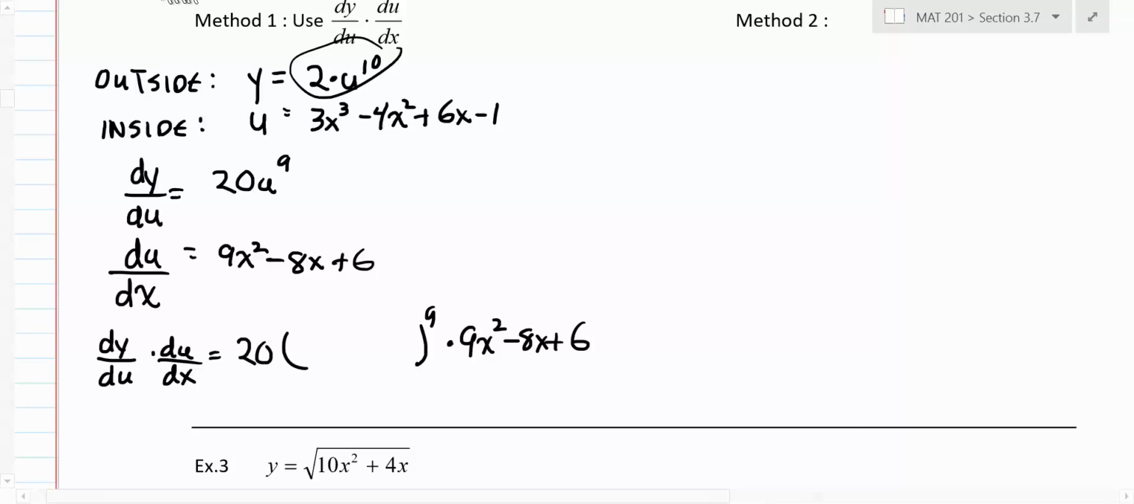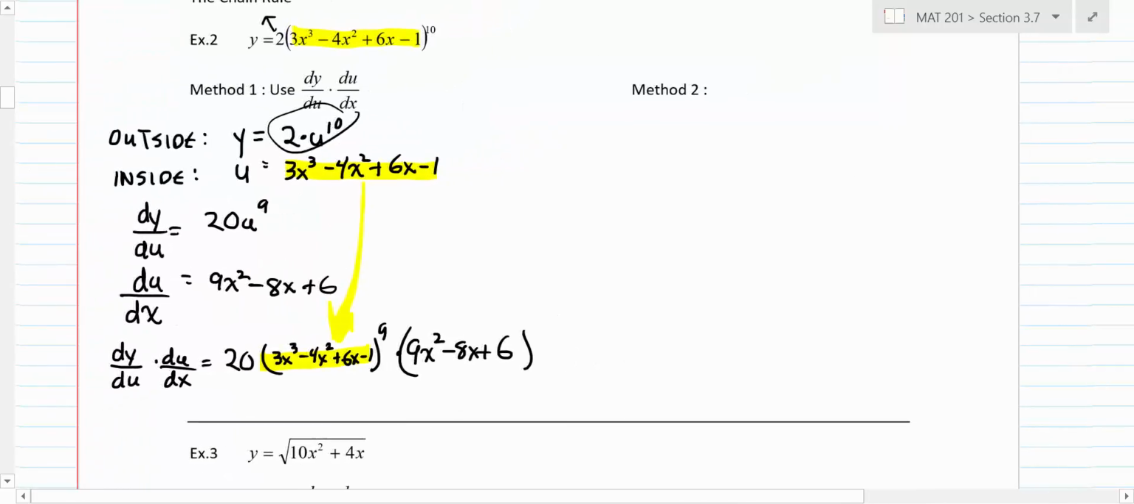The reason I'm leaving that u blank is because I got to plug back in to my final answer like that. You don't want your answer to have a u in it. You want it to have x's. We want it to be a function in terms of x. So what you would have here is 3x to the 3rd minus 4x squared plus 6x minus 1. That's your derivative. I need to write that in a parenthesis, though, like that. So that's pretty important. Okay, what do you think?